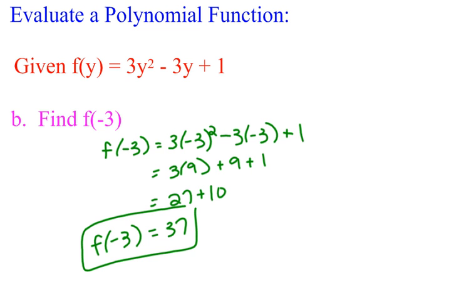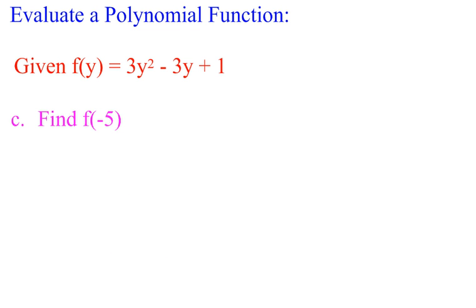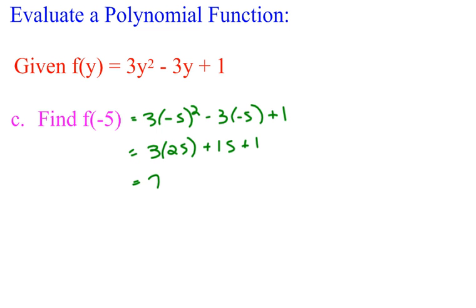If you want to do what I did in my work and leave this off, that would be okay as long as it's in your answer. So my f of negative 3 equals 37. Last one, I'm going to let you guys try again, make sure you've got it. Here we're substituting negative 5. So as I use my order of operations, I have 3 times 25 plus 15 plus 1. So we end up with 75 plus 16. So f of negative 5 equals 91.